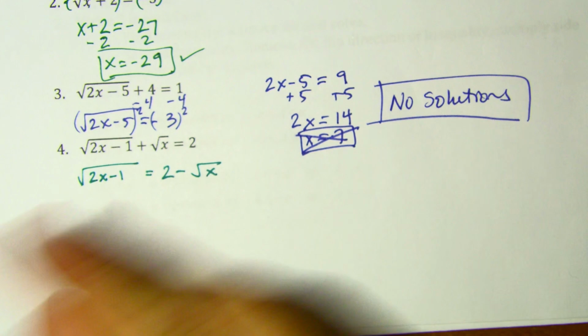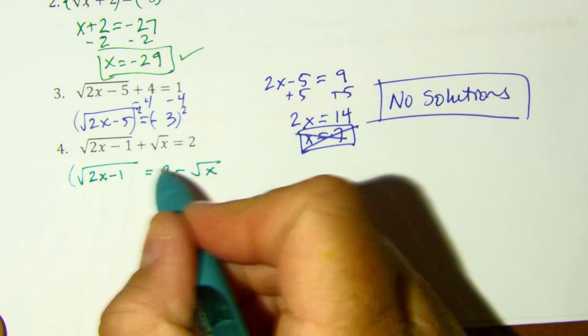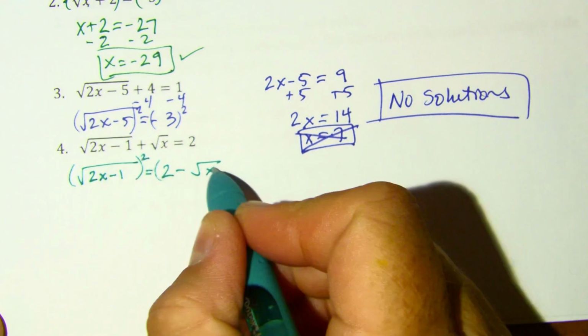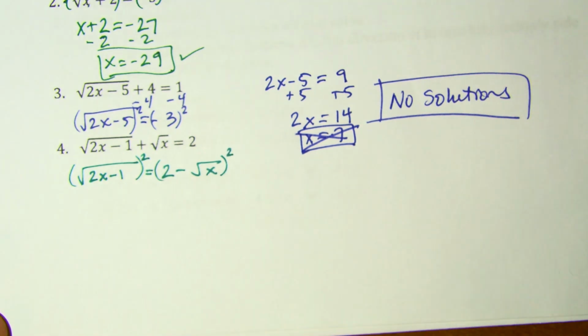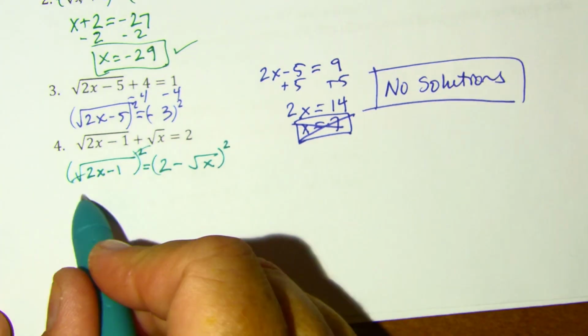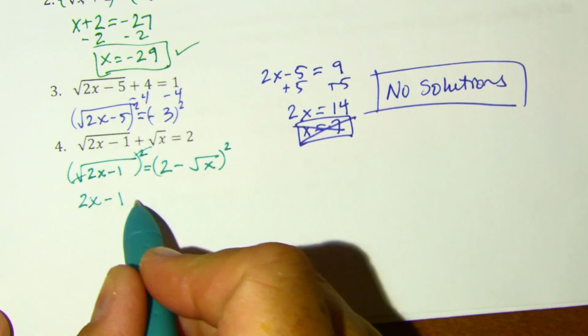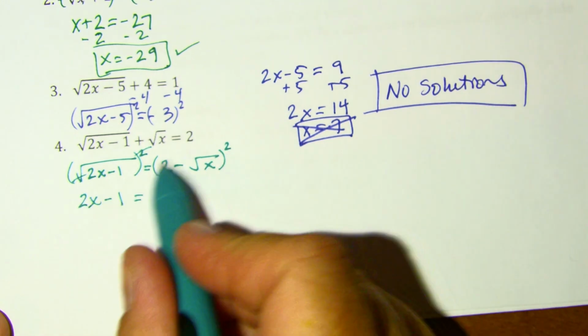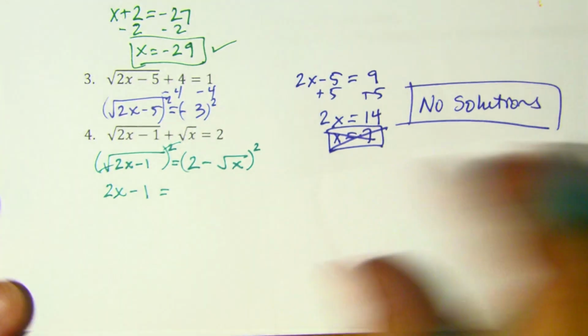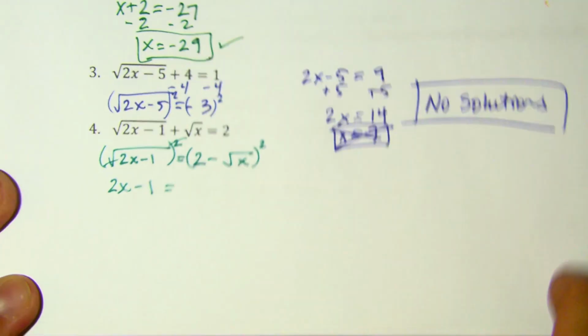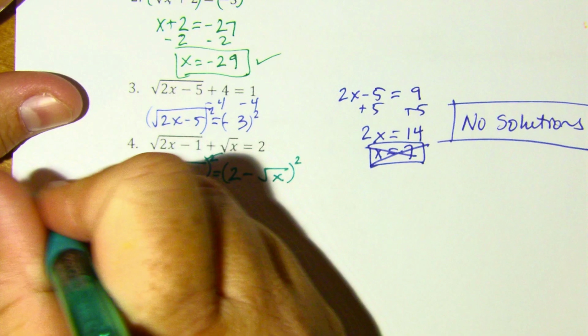And now we're going to go ahead and try and get rid of this square root first. So I'm going to square both sides. But you have to square the whole side. You're not just squaring individual terms. So this will get rid of this square root, and I'll have 2x minus 1. But over here, squaring this, I'm going to need to use a box or foil or something like that. So go ahead and do a box here off to the side.